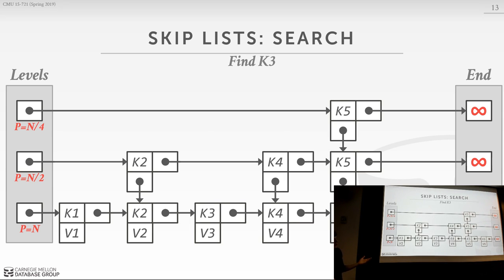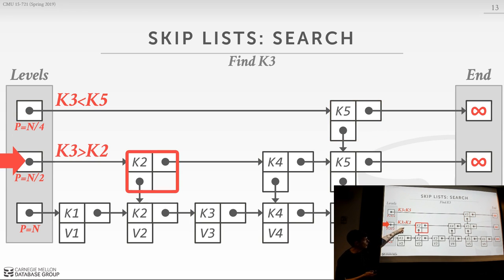All right, so now you want to do a search. Say I want to do a lookup on K3. So my cursor starts at the beginning, at the very top level. I scan along whatever this pointer points to, and I do a comparison. I'm looking for K3. Is K3 less than K5? If it's K5 or equal, then I want to have my cursor go this direction and down. In this case, K3 is less than K5, so I'll go down to the next level.